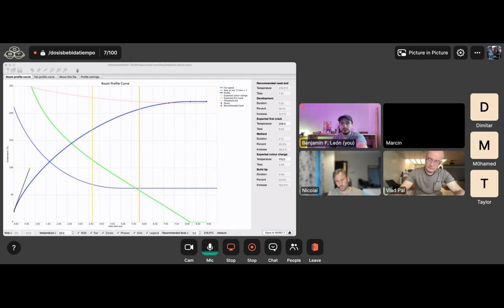Okay, so that's basically the theory behind why I think the ROR curve is pretty much the most important thing in roasting. It actually relates to pressure, which I think is not something we discuss as much, but it is a really, really important factor.